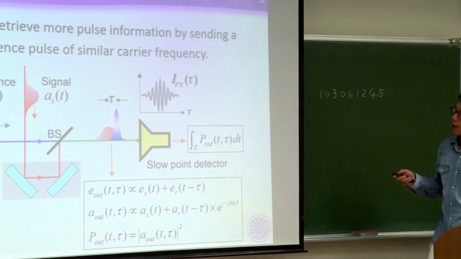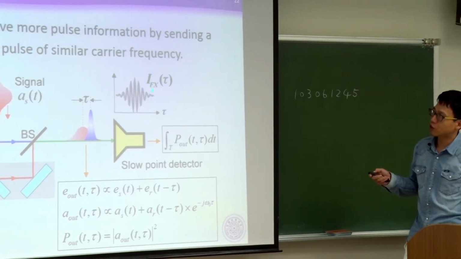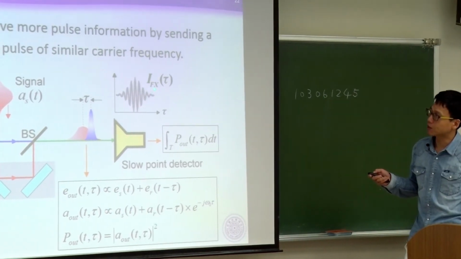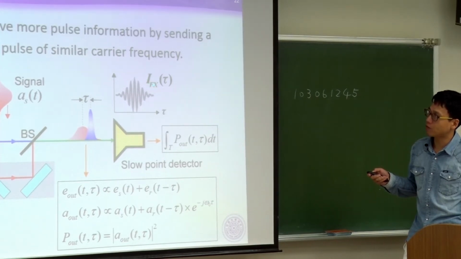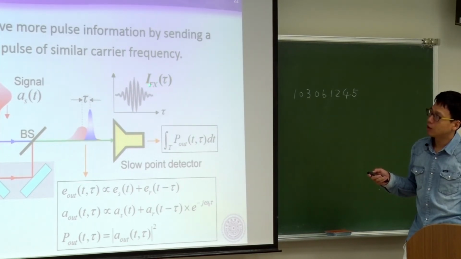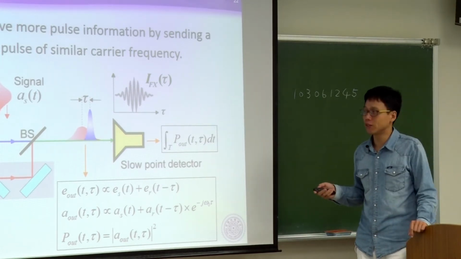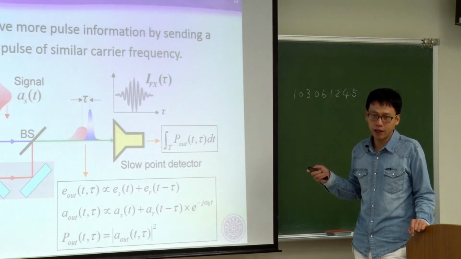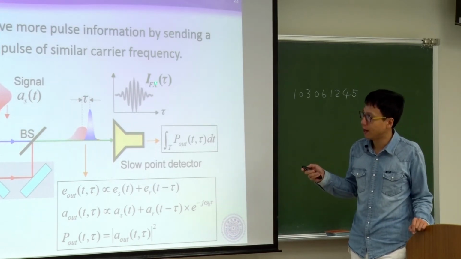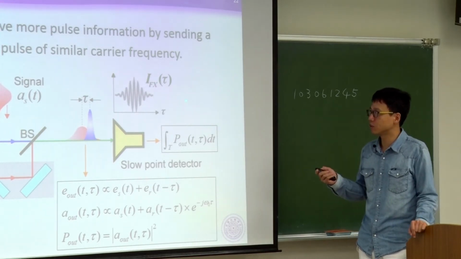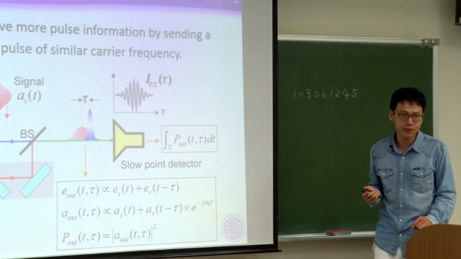And you might be able to get a raw data trace like this. This time it's denoted by I sub fx of tau. F means field, x means cross. Okay, previously it's fa, a means autocorrelation, x means cross correlation. So this is a cross correlation trace.